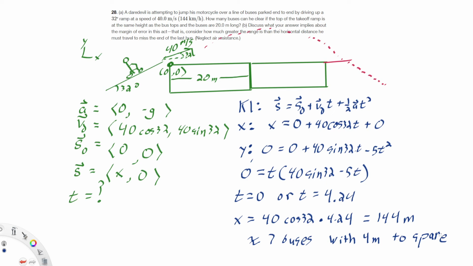Alright, so that actually gives us the answer to part B as well. So our margin of error is about 4 meters, which I think is like a fine margin of error. It's relatively safe. Any questions or comments about this one before we go to the next?